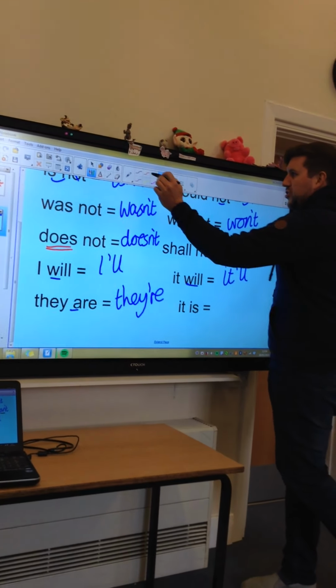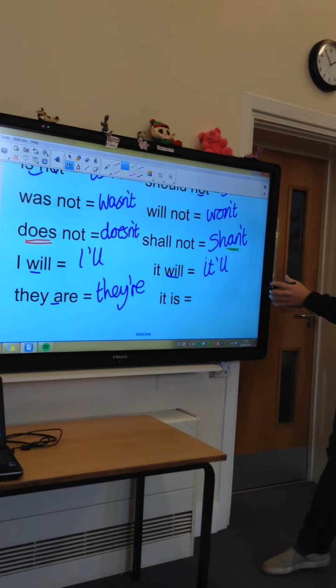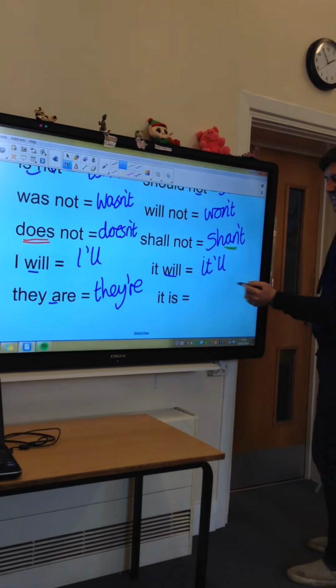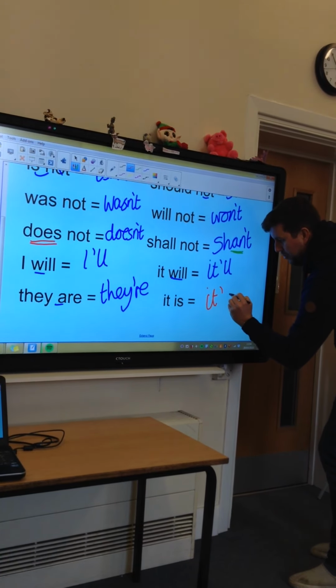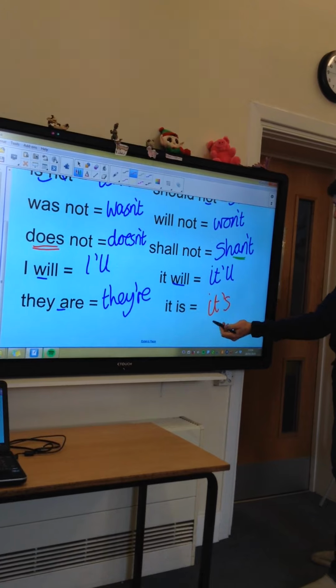And then I wanted to finish on this one, and I'm going to put this in a different colour because it's something we're going to be coming back to. It is shortens to it's. And right now we're going to put the apostrophe in. It is shortens to it's.